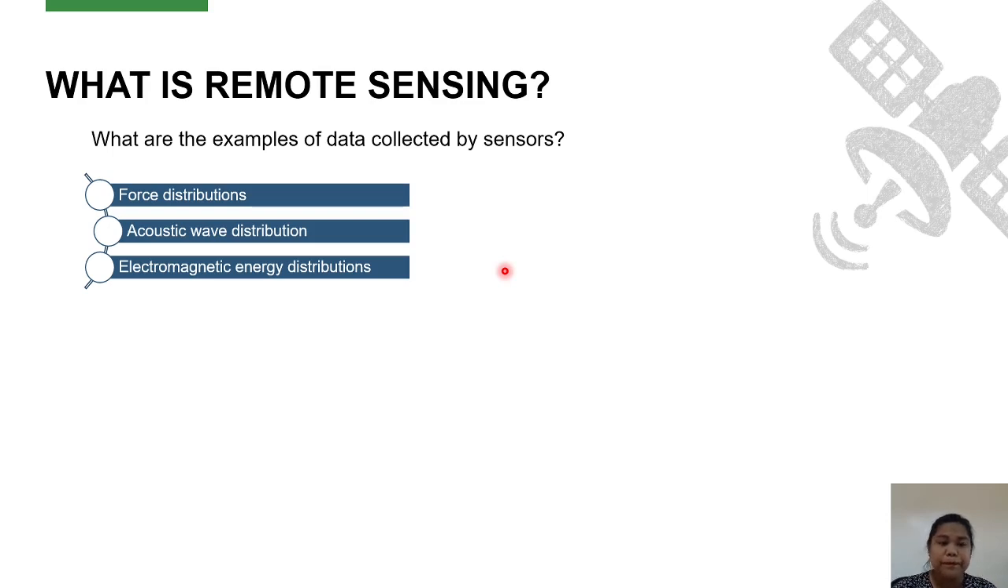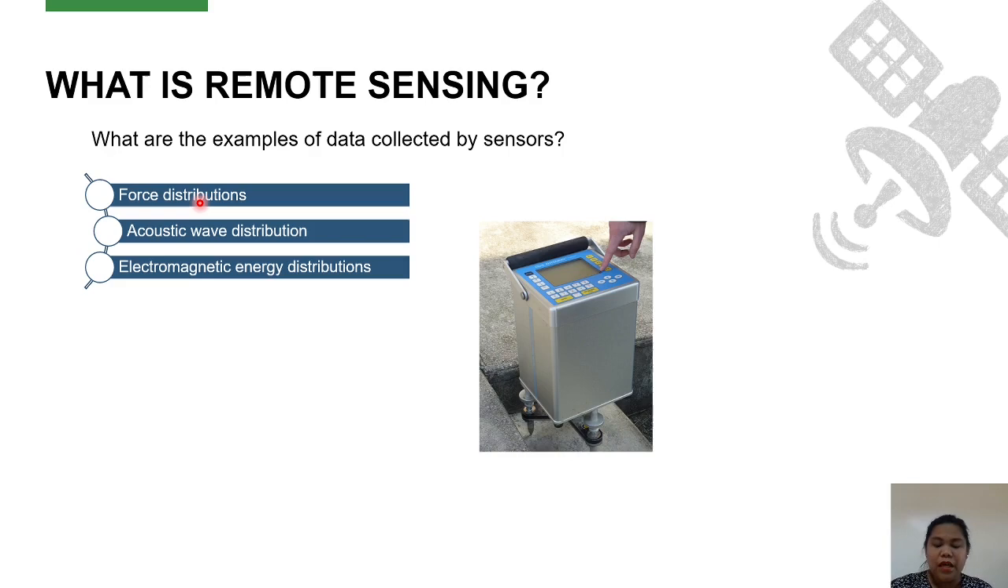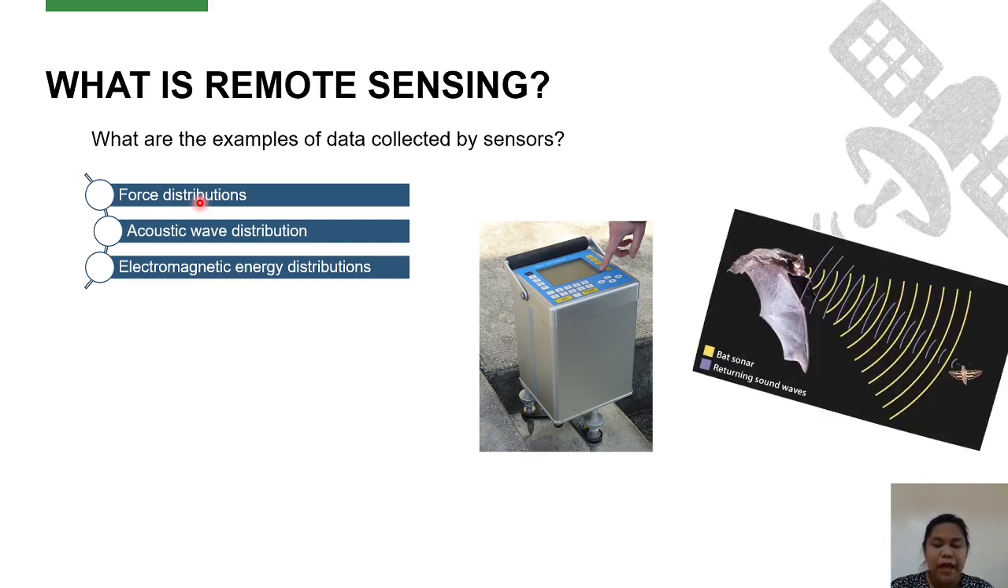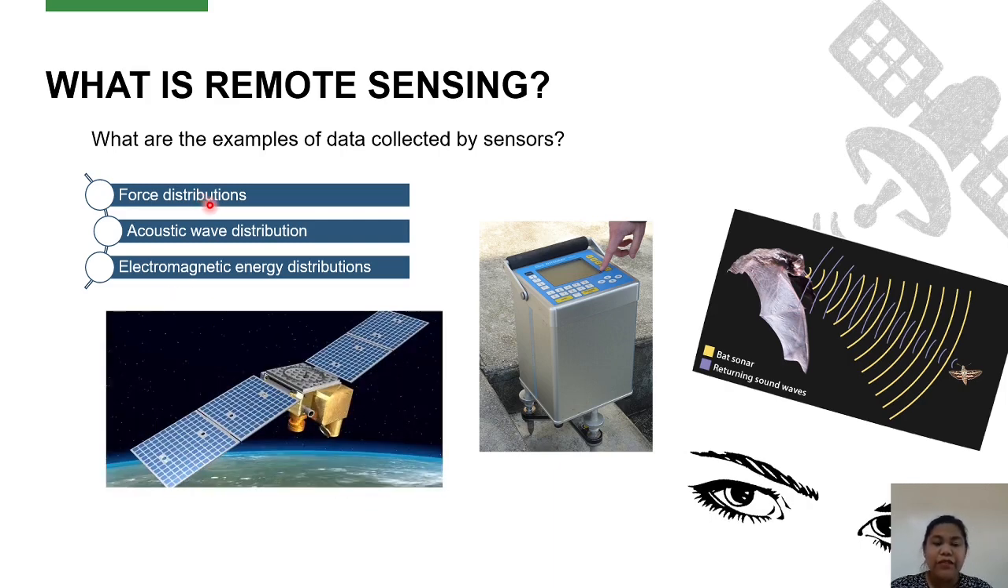For example, the gravimeter collects forces or force distributions. The sonar collects sound waves or acoustic wave distribution. And our eyes collect electromagnetic waves, or electromagnetic energy distribution. So I would like to emphasize that this course, remote sensing, focuses on the electromagnetic energy which is being measured by the sensors.